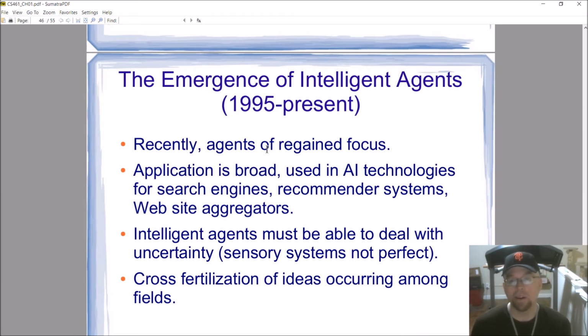That's really where AI is putting its energy, and that's what this textbook is really about: creating intelligent agents and how they interact with their environment, and the different ways that you can have them make decisions. So with agents, this focus has reemerged because the application for intelligent agents is huge, right? So search engines, recommendation systems, website aggregators, right? Anything you can think of, cars that can drive themselves, right? Anything that needs to perceive its environment, make decisions, and then act upon its environment. This is the realm of intelligent agents.